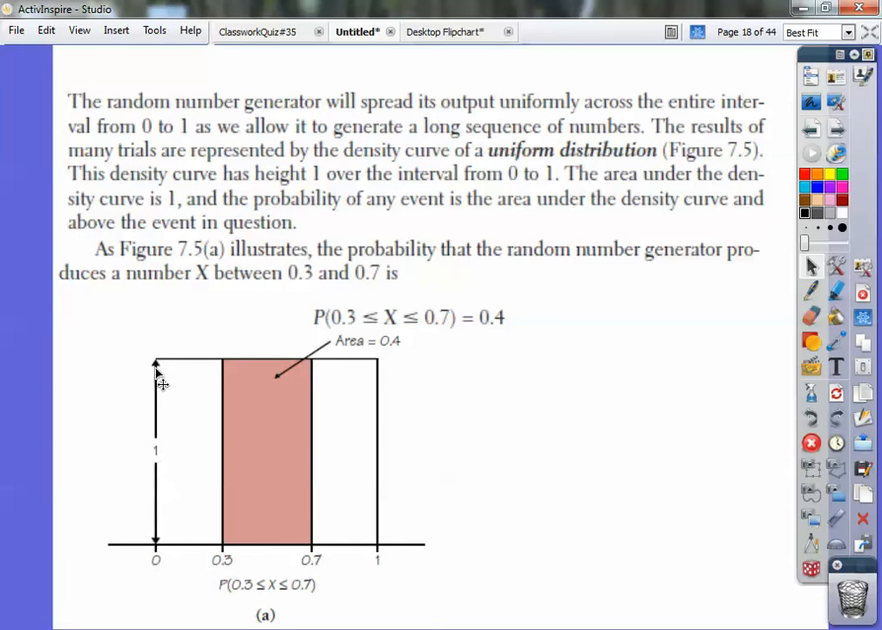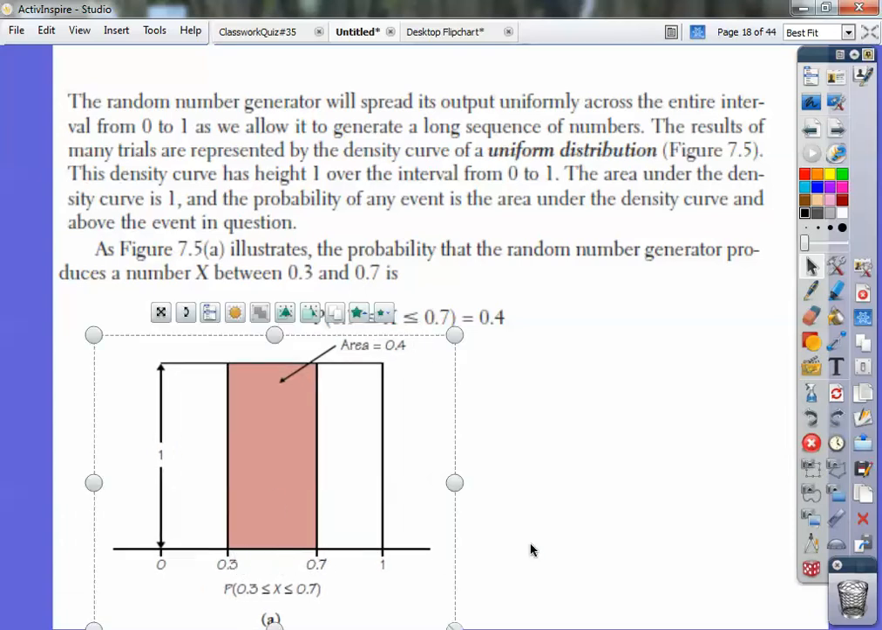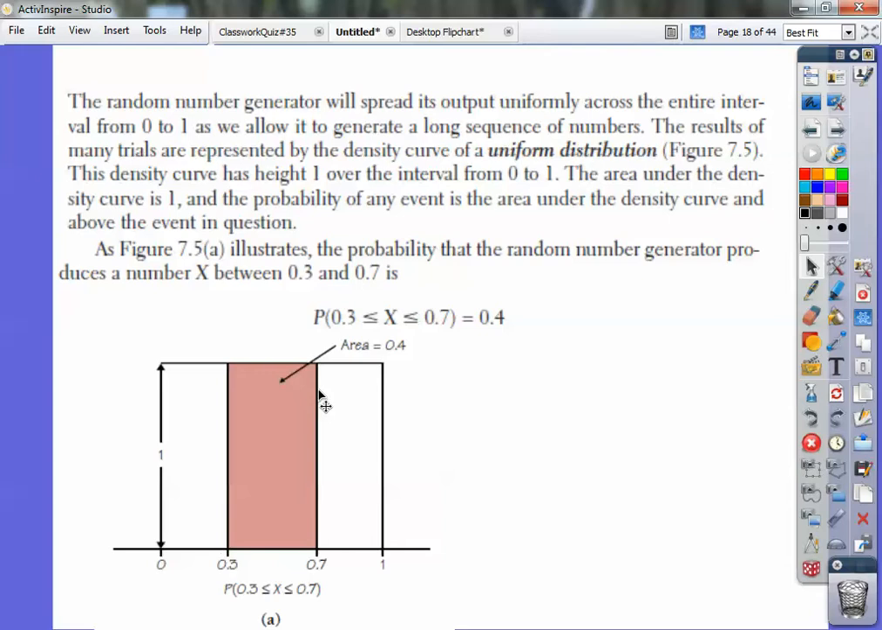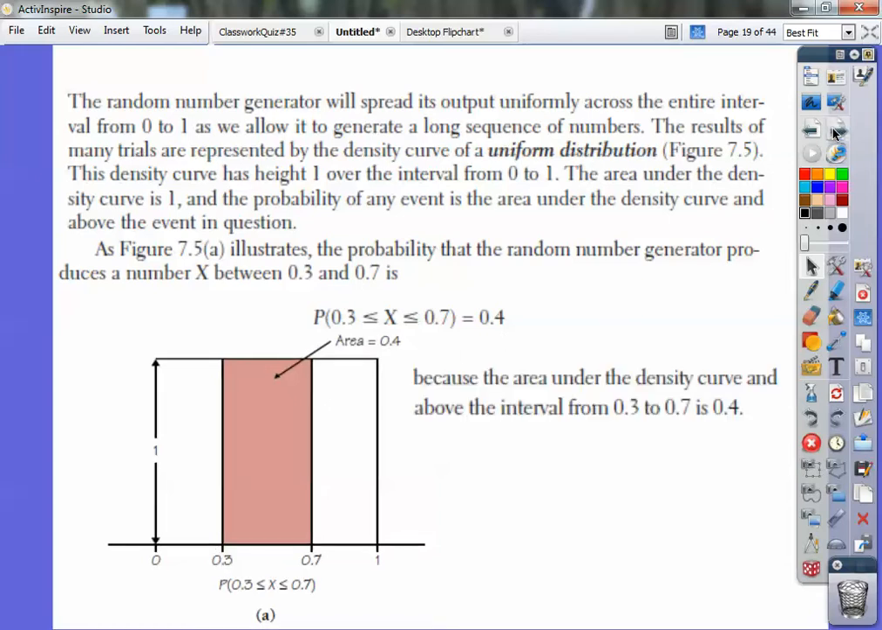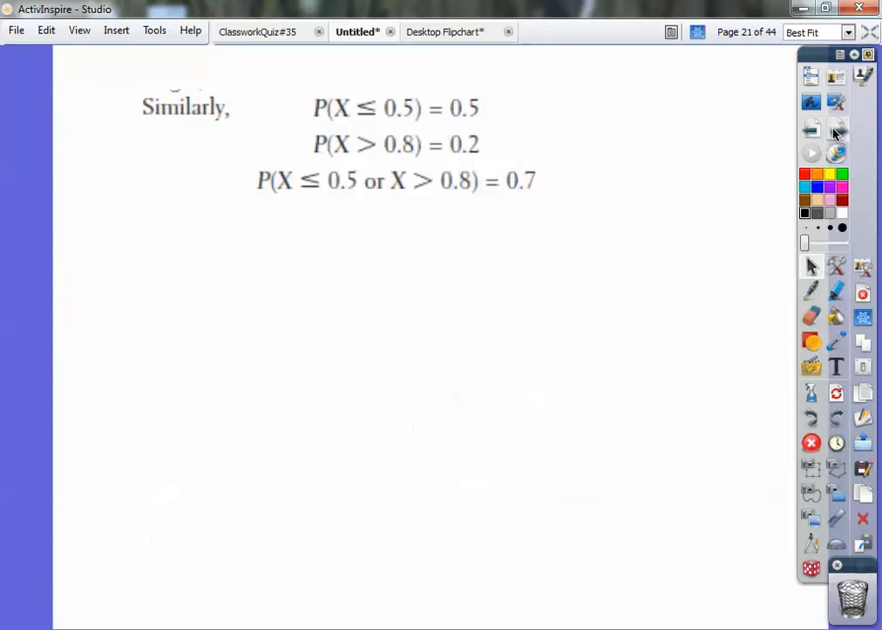Notice this height is 1. So if this was my density curve, it would be 1 times 1. Remember from geometry, base times height? So the area of this square is 1. Okay, so the area between 0.3 and 0.7, this base would be 0.4 right there. So 0.4 times 1 would be equal to 0.4. That's how we're going to get around this. Because the area under the density curve above the interval from 0.3 to 0.7 is 0.4. Remember base times height? That's all that says right there.